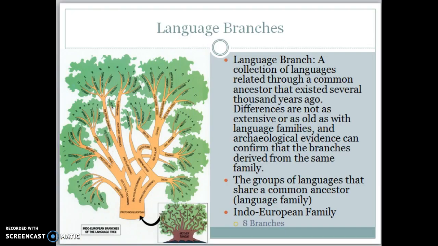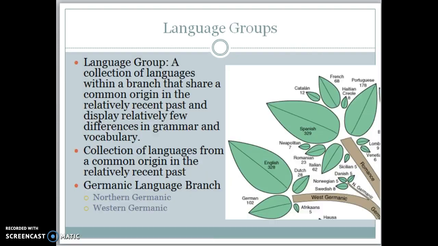All right, so after we understand the different language families, we also use the classification of language branches. Language branches are a collection of languages related through a common ancestor that existed several years ago. Differences are not as extensive or as old as in the language families, and archaeological evidence can confirm that the branches actually derive from the same family. So the groups of languages that share a common ancestor are a language family, and in the Indo-European family there are 8 branches.